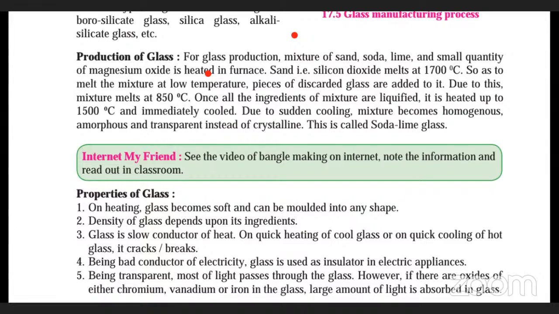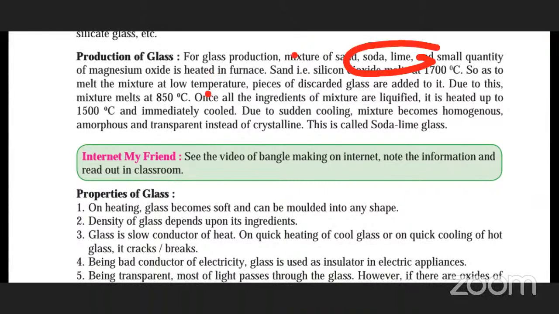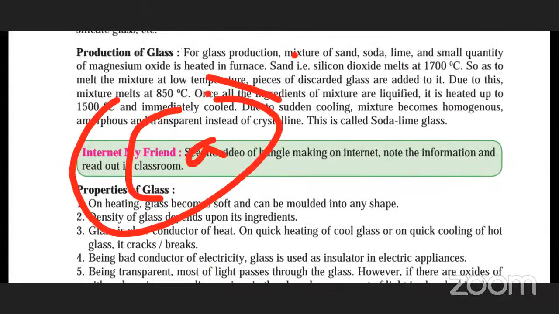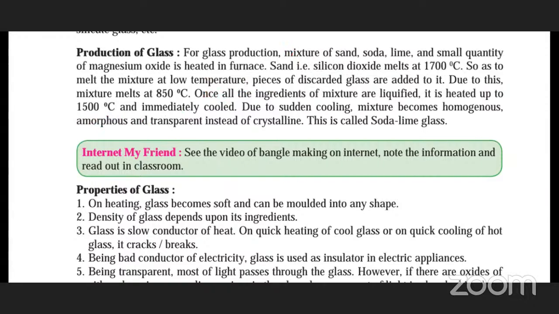Such type of glass is known as what? Soda lime glass. These are known as soda lime glass. So depending upon the constituents we are using, it is known as soda lime glass. Lime means it contains a compound of calcium, and soda means it contains a compound of sodium.